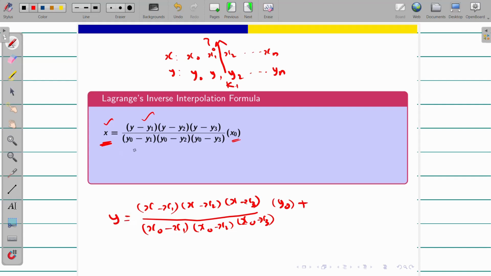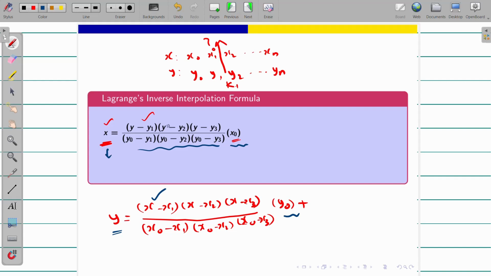So it is entirely opposite. In the place of x, replace x by y. Look at that. Here it is x, but here it is y. Here the values are in x. Here everything is in y. Here y naught, here x naught. That's it. If you know Lagrange's interpolation formula, it will be easy to write Lagrange's inverse interpolation formula.